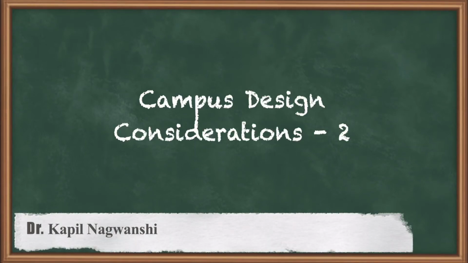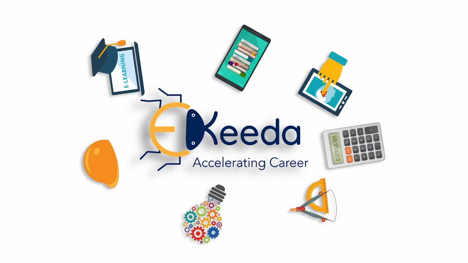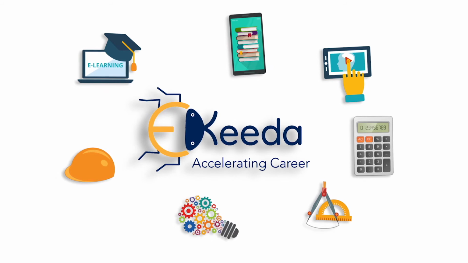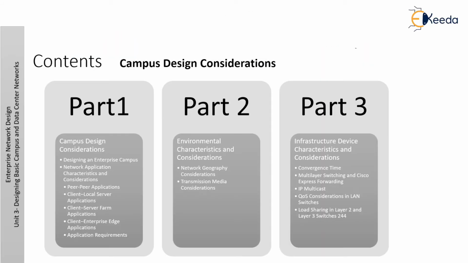In this video, we are going to discuss campus design consideration part 2 of Unit 3 Designing Basic Campus and Data Center Network for the subject Enterprise Network Design of B7 Semester IT, University of Mumbai. In this lecture, we are going to cover part 2: environmental characteristics and consideration, network geography consideration, and transmission media consideration. Part 1 is already covered in previous lecture.